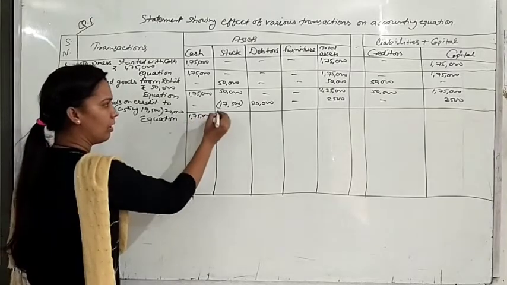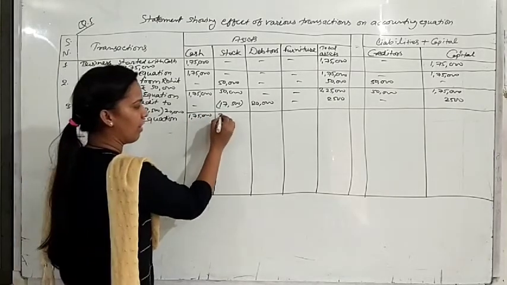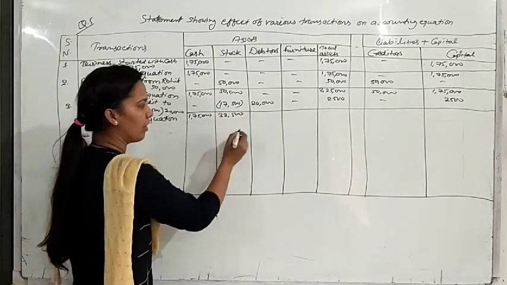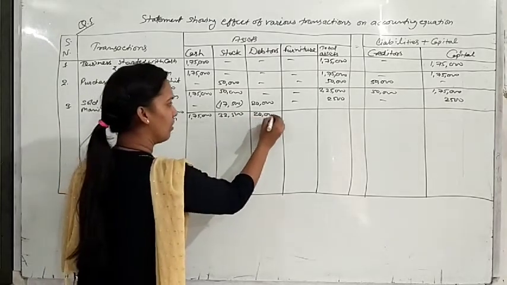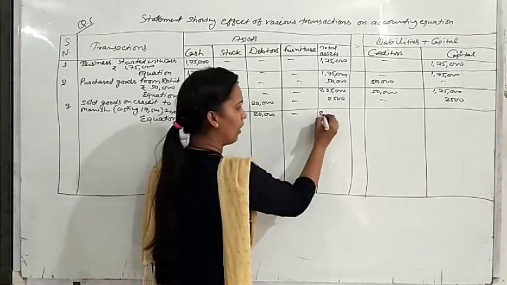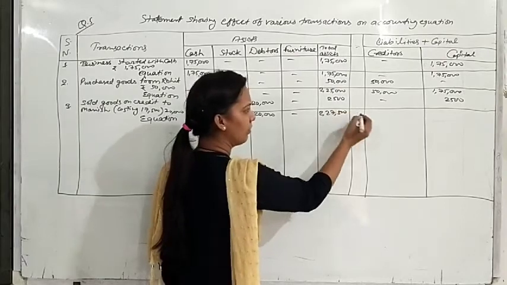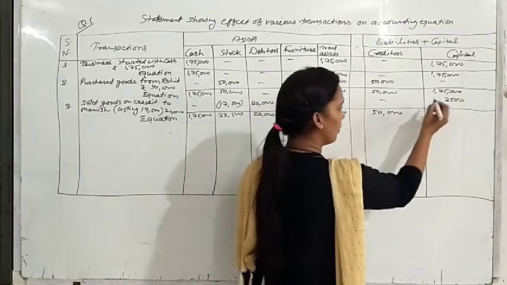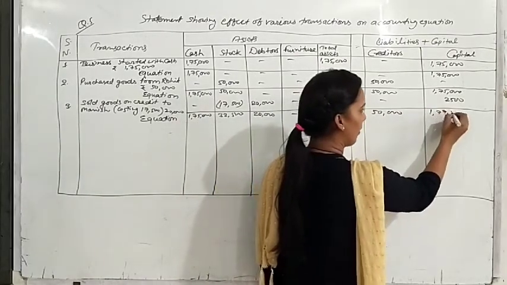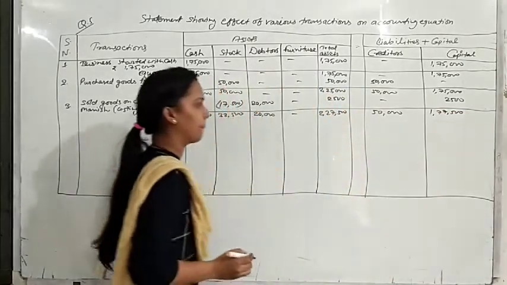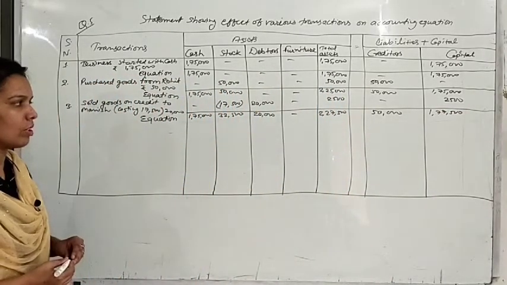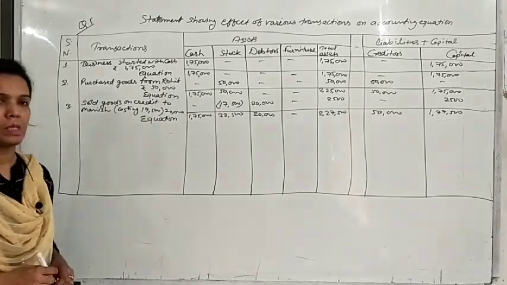1,75,000 minus 17,500, it will be 1,57,500 [sic: 32,500 stock]. 20,000, it will be 2,27,500. 50,000 and 1,77,500. Again match the equation. Total assets are equal to liabilities plus capital.